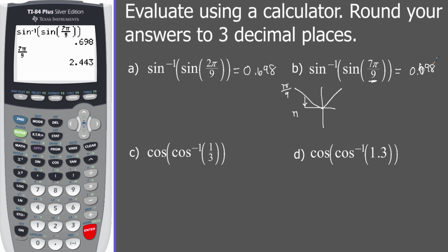Now go ahead and try the next two on your own. You're going to be a little bit surprised here when you see your solution for one of them, but go ahead and do that, and we'll talk about our answer for C, and then we'll come back and talk about our answer for D. So go ahead and just type those in, try it, and see what you come up with.